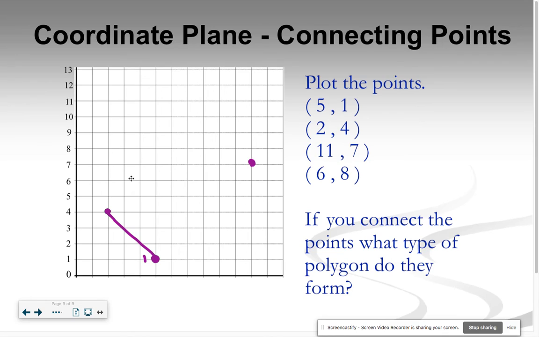And again, we would want to use our straight edge. So this was the last dot we used. We would do a straight edge, not like I'm doing there. And our last one is 6, 8: 1, 2, 3, 4, 5, 6. And we're going to go all the way up to 8.